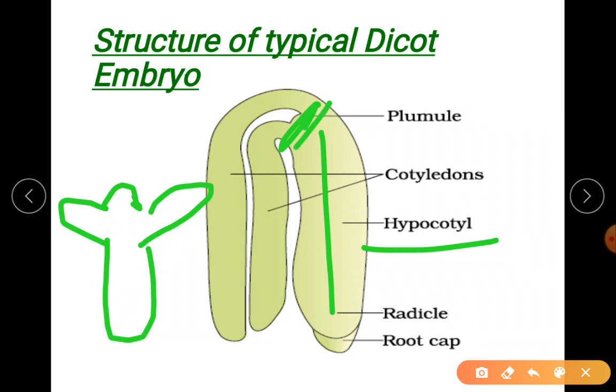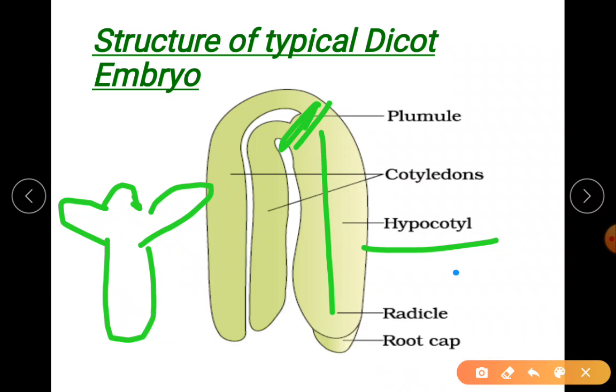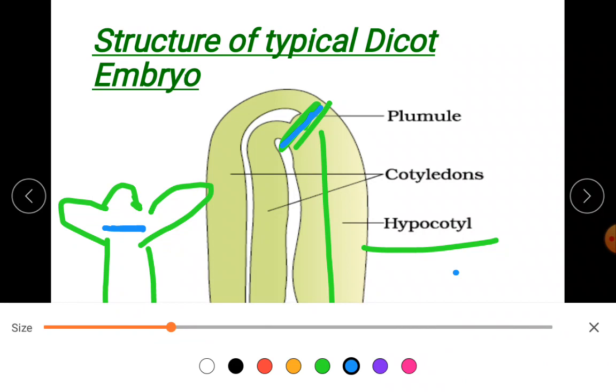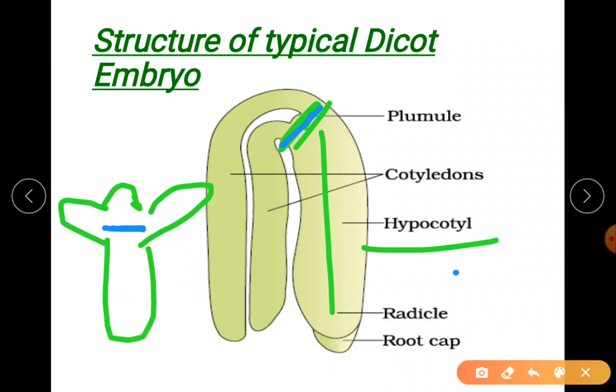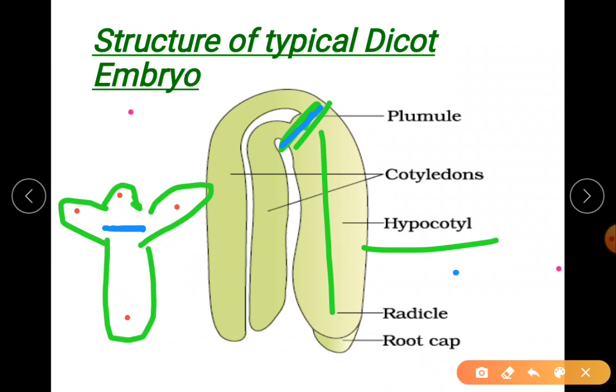Now this portion I've marked here. Let me mark it in a different color for you. So there is again a difference. This is your cotyledon, this is your radicle, this is your plumule. Now I'm drawing an imaginary line here. It's not straight, I'm sorry. Now imagine this line to be an axis.